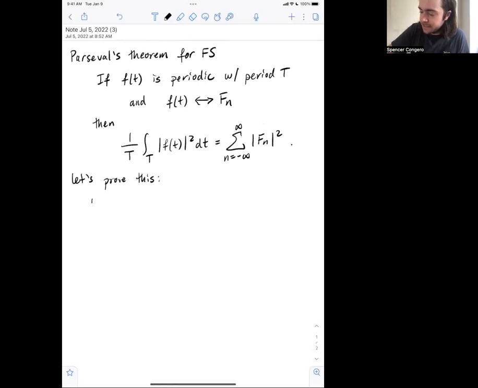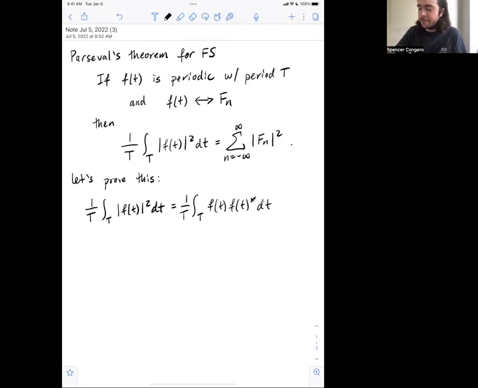Okay, it's not too bad. We'll start with the left side. Now what can we do? Well, we're going to take that magnitude squared, and we're going to split it up into f of t times f of t conjugate. We know that the magnitude squared of a complex number, from the complex numbers review video, is just that number times that number's conjugate. That's a property of all complex numbers, so we're using that now.